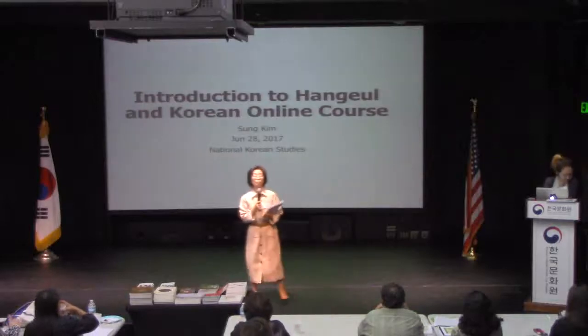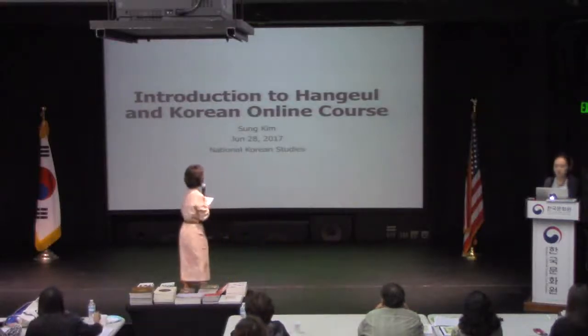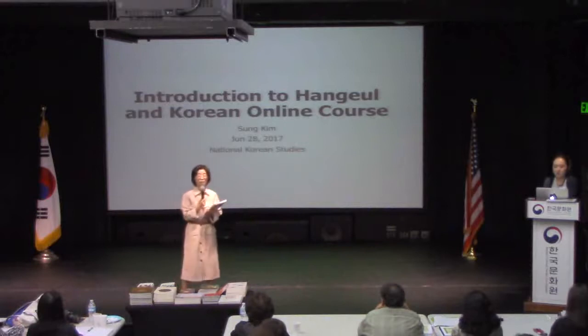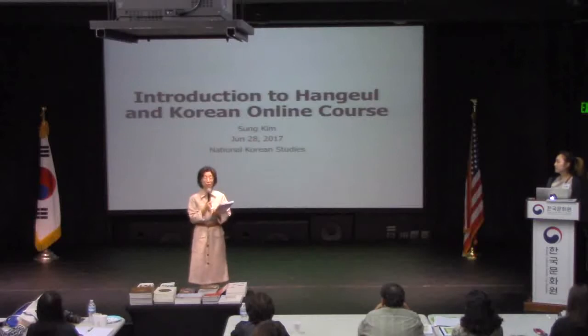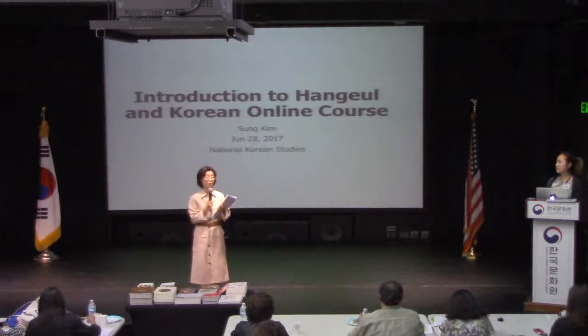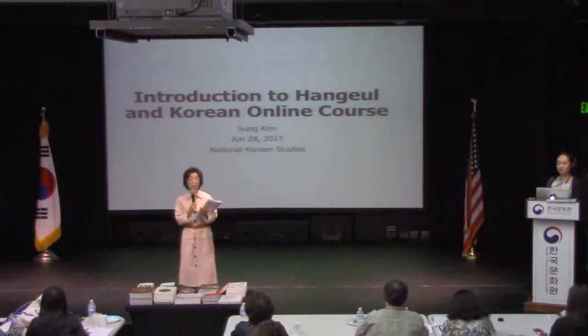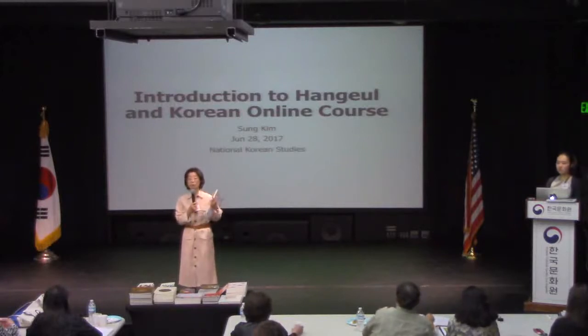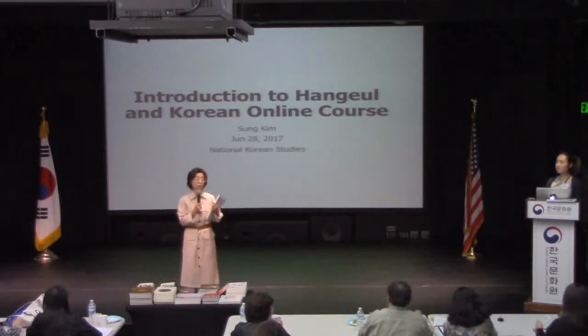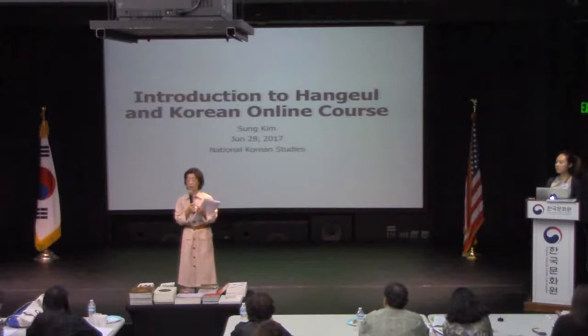Today's lesson is about an introduction to Hangeul and the Korean online course. I will introduce the Korean online course first, and then I will demonstrate how to combine the Korean alphabet. The Korean alphabet is the same as the English alphabet in that it has consonants and vowels: 14 consonants and 10 vowels. So there are 24 Korean letters, which combine to form Korean words.